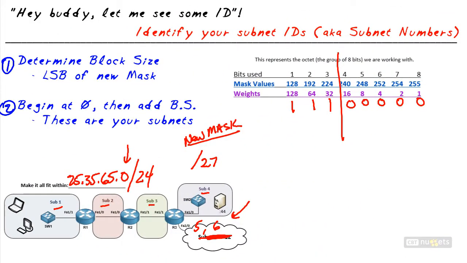So here's the process that I would go through in solving this. If you were watching me sitting at a desk and actually going through this, I would have written out the weights. Now, I do have a lot of it memorized, but on an average day, I would write out the weights, and I'd say, okay, great. My block size is 32 because that's the least significant bit of the mask, the new mask. And I would say my subnets are 0 because that's where we always start. And the next subnet would be 32 more.